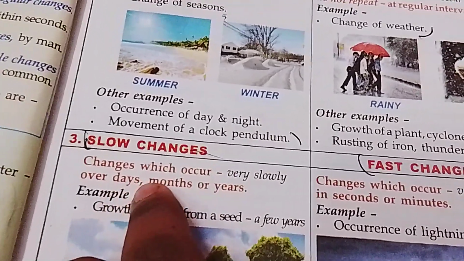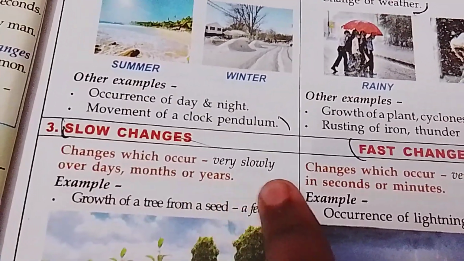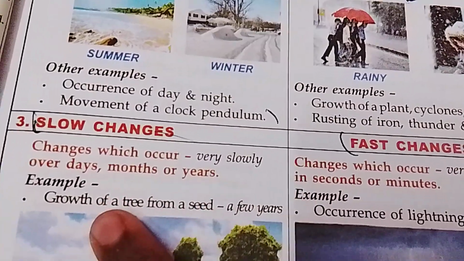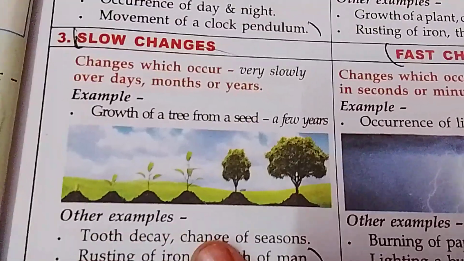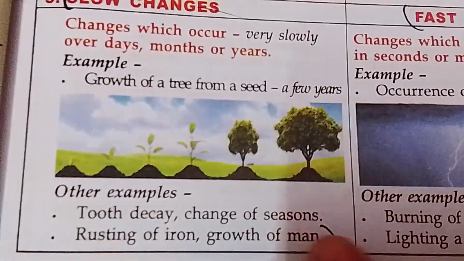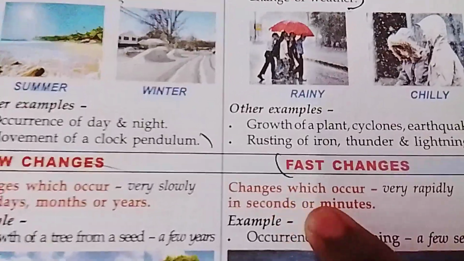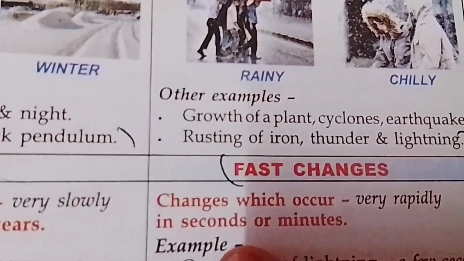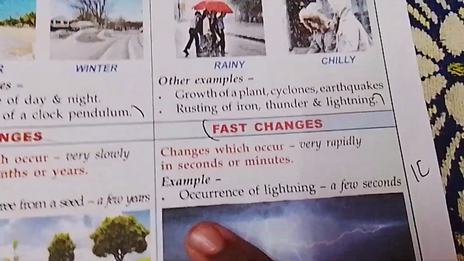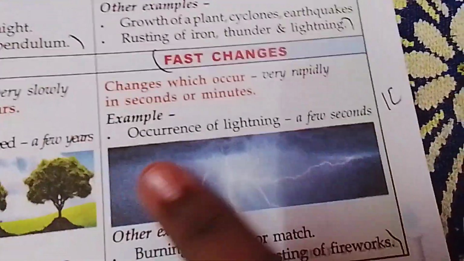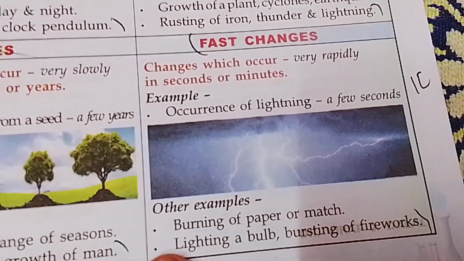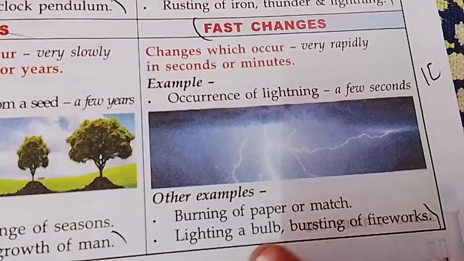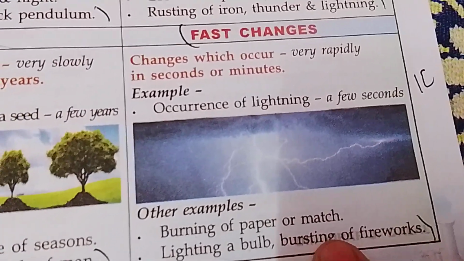Slow changes. Changes which occur very slowly over days, months, or years. Example, growth of trees from a seed, a few years. Other examples, tooth decay, changes of seasons, rusting of iron, growth of man. Fast changes. Changes which occur very rapidly in seconds or minutes. Occurrence of lightning, a few seconds. Other examples: burning of paper or matchstick, lighting a bulb, bursting of fireworks.